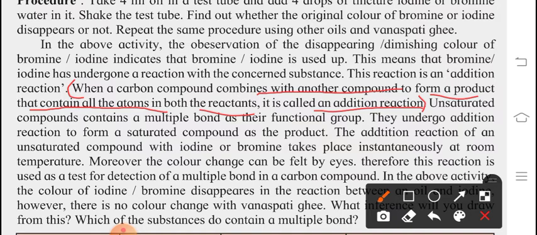Unsaturated compounds contain a multiple bond as their functional group, as we discussed about unsaturated compounds. They undergo addition reaction to form saturated compounds as the product. The addition reaction of an unsaturated compound with iodine or bromine takes place instantaneously at room temperature. Moreover, the color change can be seen by eyes. Therefore, this reaction is used as a test for detection of multiple bonds in carbon compounds.